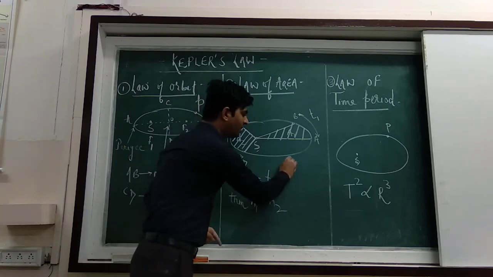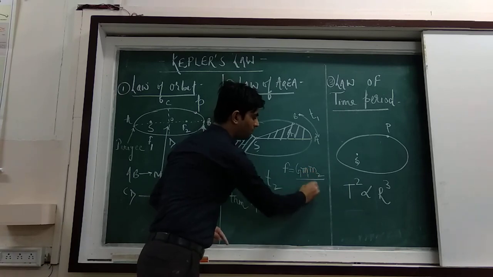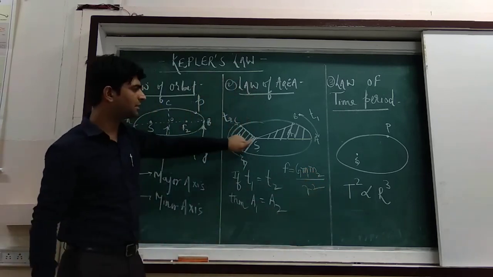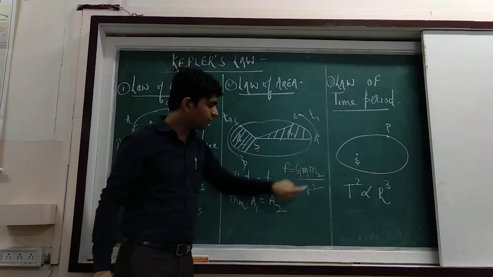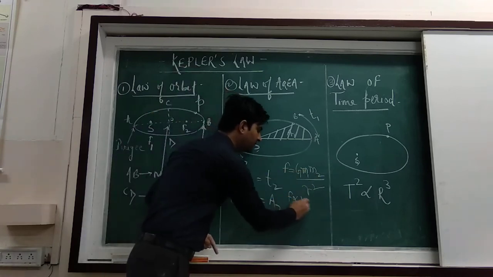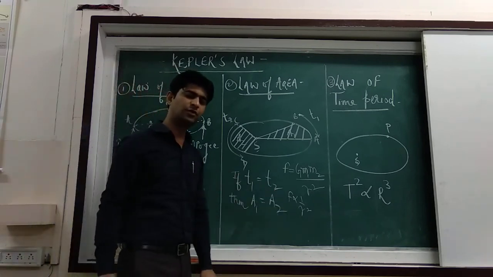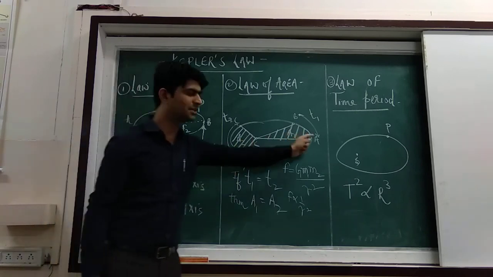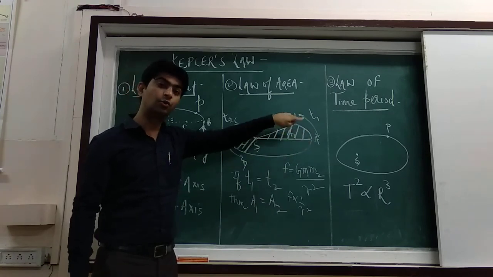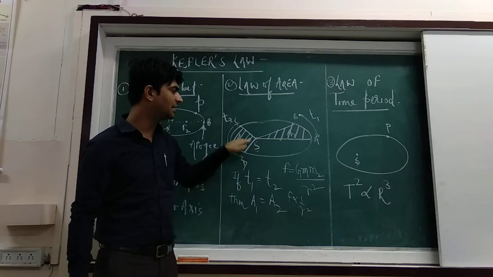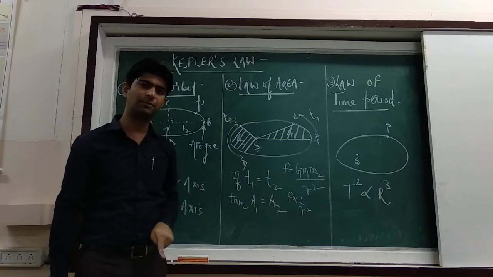Why? Because Newton's law of gravitation says that F is equal to G m1 m2 upon r square. m1 you can consider the mass of the sun. This is one body. The second body is the planet, that is m2. So you can see here F is inversely proportional to r square. That means with the distance the force of gravitation decreases. So the more the distance, the less the force of gravitation between the sun and the planet, and due to the lesser gravitational force, the speed of revolution of the planet will be less.